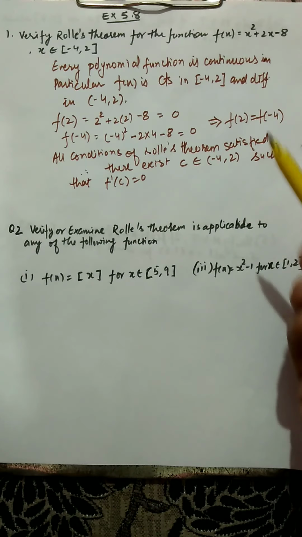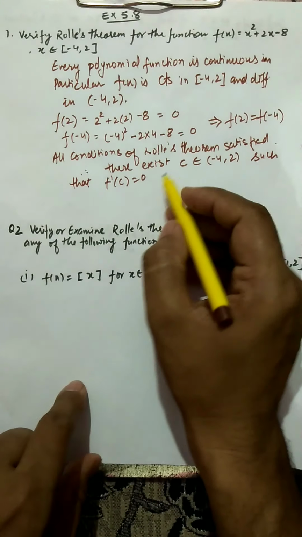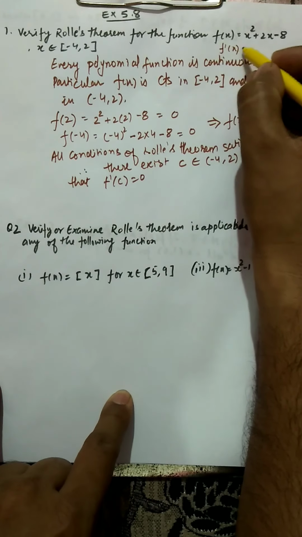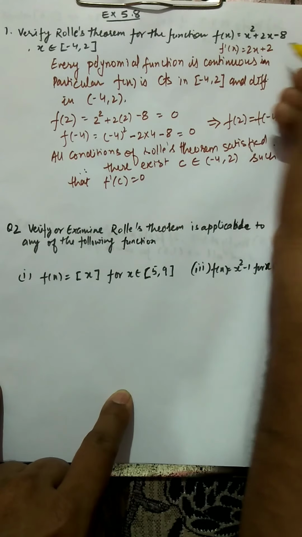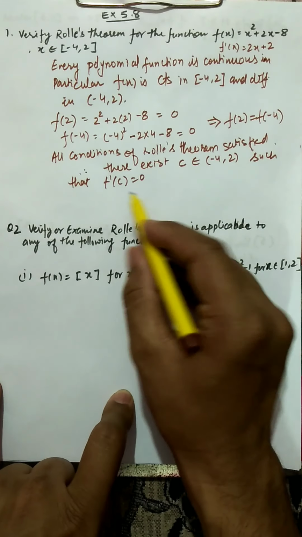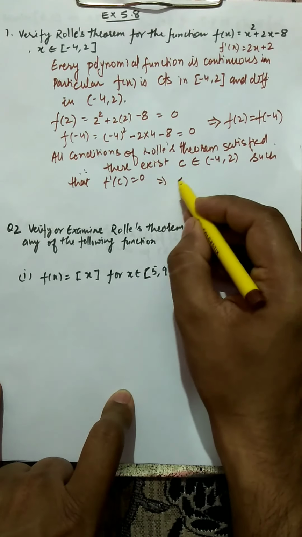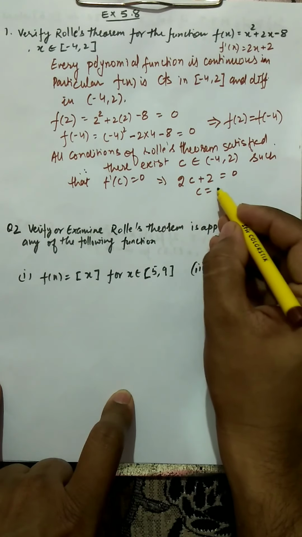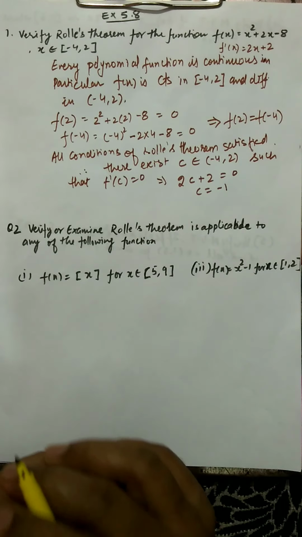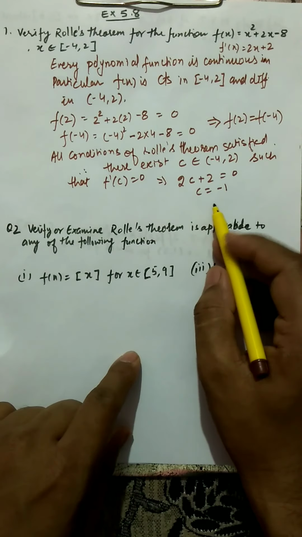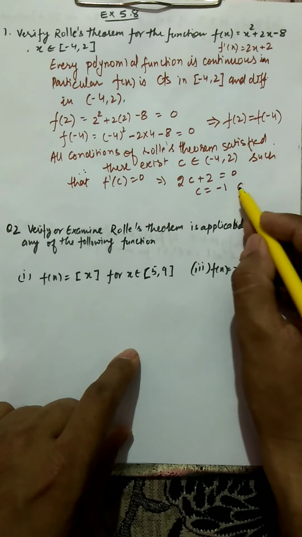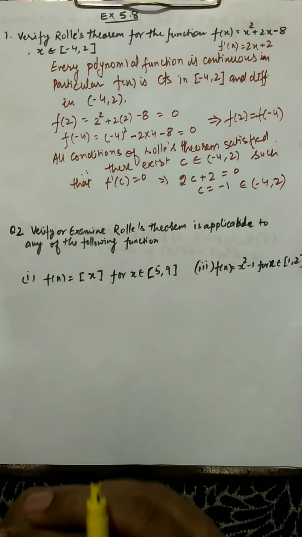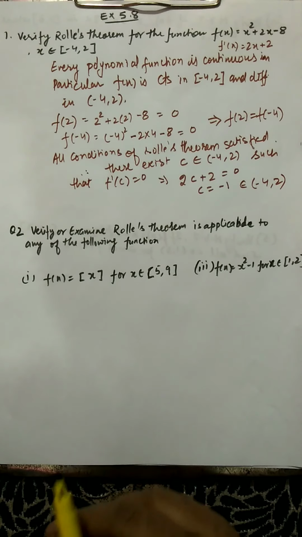So we'll find c. You first differentiate f(x), so f dash x will be 2x plus 2. So you put the value here, f dash c will be 2c plus 2, this is equal to 0, and from here c is going to be minus 1, and you can verify that c is belonging to minus 4 comma 2. So this way we have verified our Rolle's theorem, and you have seen how that value of c is existing.